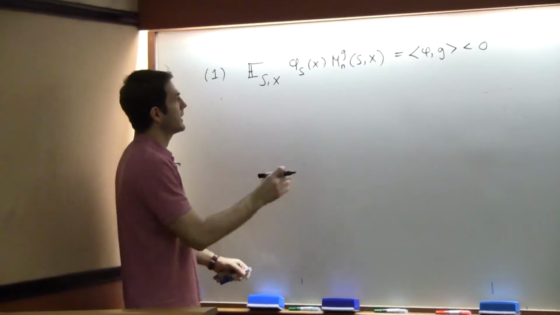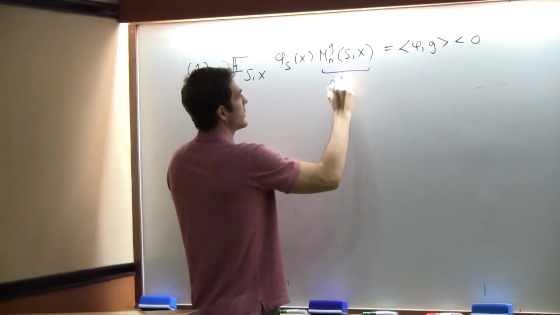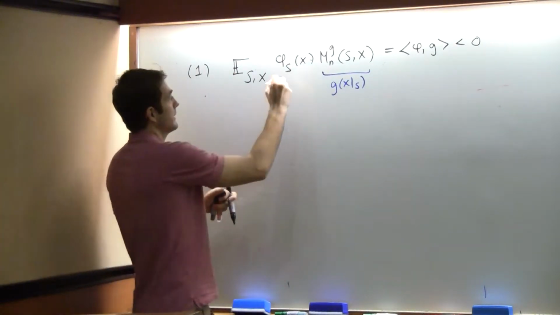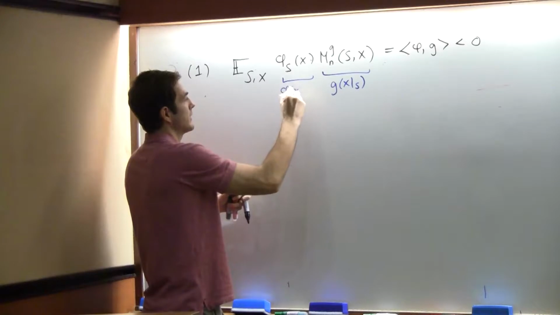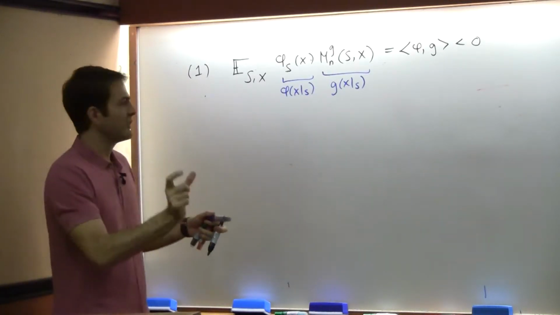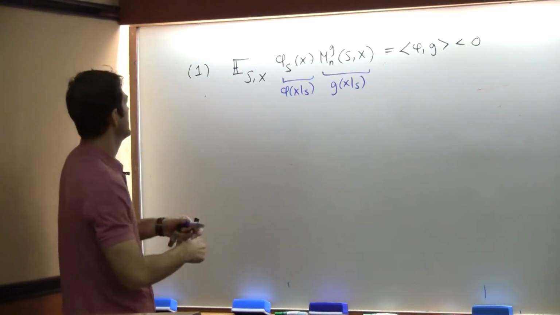And if you remember, it's just because this is the restriction, this is g restricted to s. So if you just look at what happens here, this is phi restricted to s, you're just seeing many copies of the inner product between phi and g averaged over every s. You're just seeing the same number averaged many times.